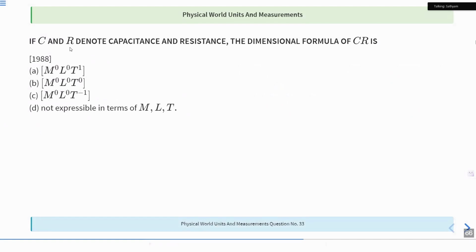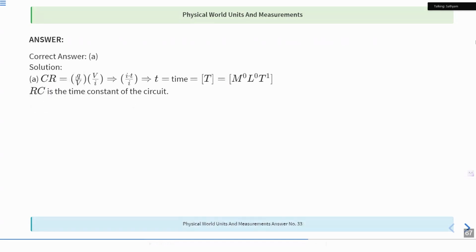If C and R denote capacitance and resistance, the formula of CR. Now just recall a formula where C and R are in the same formula. You have to recall it. Fine. So CR. C, capacitance, is Q upon V. What is R? R comes from Ohm's law. That is V upon I. V will get cancelled. What is charge? Charge is current into time, which is I into T. So I into T divided by I.